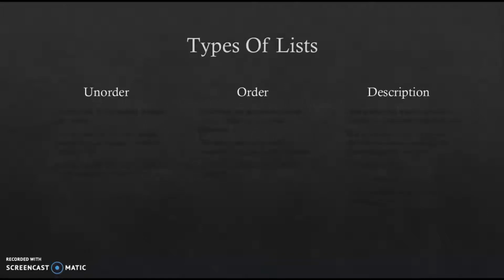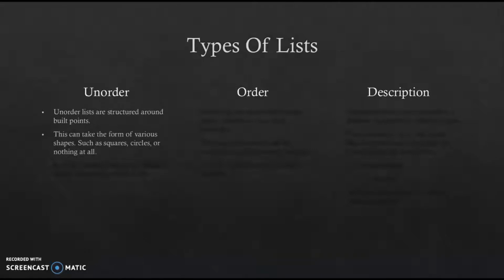There are three different types of lists that can be used in HTML. The first type is unordered list. Unordered lists are structured around bullet points. They can take the form of various shapes such as squares, circles, or nothing at all. In HTML, unordered lists are by default a round black circle called a disk.